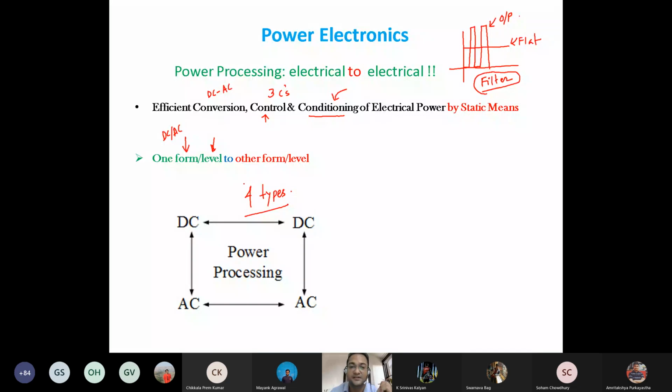So remember, we need 4 types. DC to DC, DC to AC, AC to AC, and AC to DC. We'll take up some examples also in the next slide.